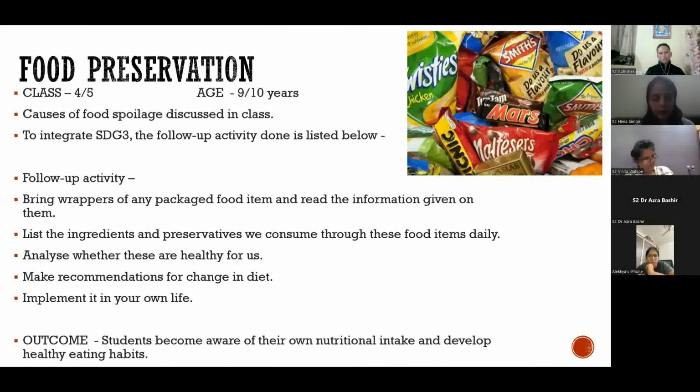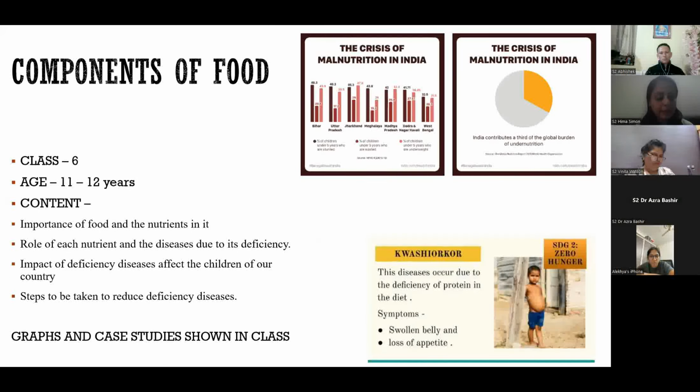In this chapter, as a follow-up activity, we asked our students to bring wrappers of packaged food and read the information given on them. The list of ingredients and preservatives that we consume through these foods, are they healthy? Or do they contain the essential nutrients? What will be the end result of consuming these foods?